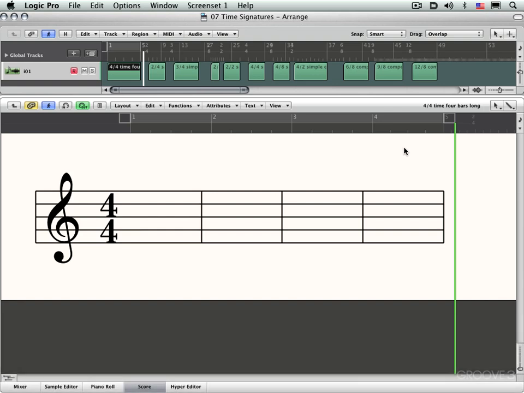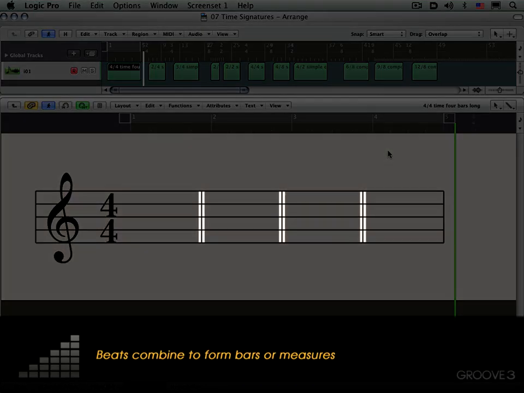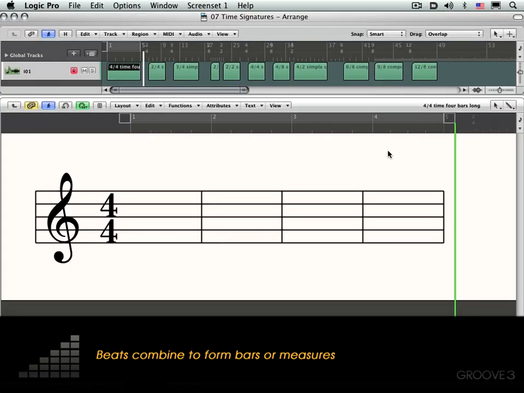So when you think of a ruler, you see that its main function is to divide space into convenient regular units like inches or centimeters. The notion of meter in music does the same thing. It divides time into measurable units. And these measurable units are beats or fractions of beats, and they combine to form bars, or what are also called measures. So a combination of a specific number of beats form bars.